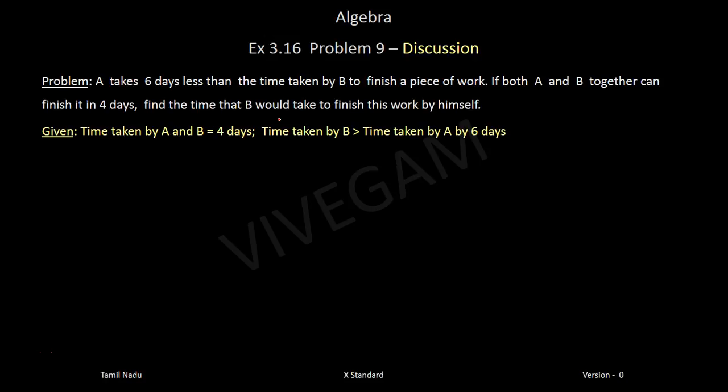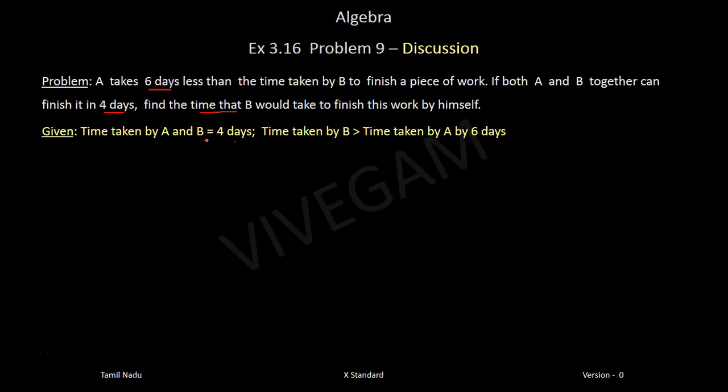Time taken by A and B together is 4 days. Right? So that is what is given here. 4 days. A takes 6 days less than the time taken by B. Okay, and we are asked to find the time that B would take to finish the work by himself.